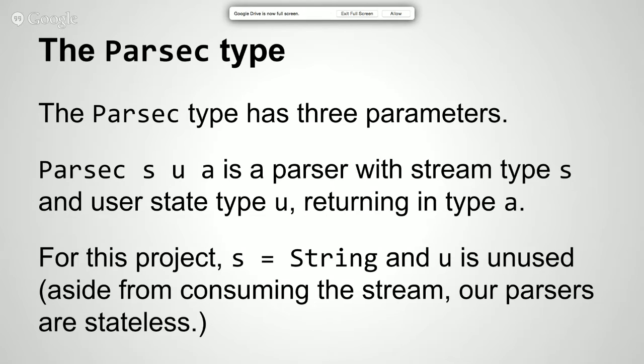And A is the return type. Of course, this is a monad in A, so Parsec S U is essentially a monad that has state of type U and consumes a stream of type S. But S is always going to be stream, and our parsers are stateless aside from the consumption of the stream.